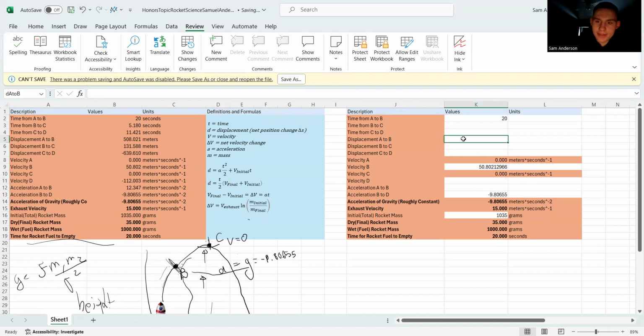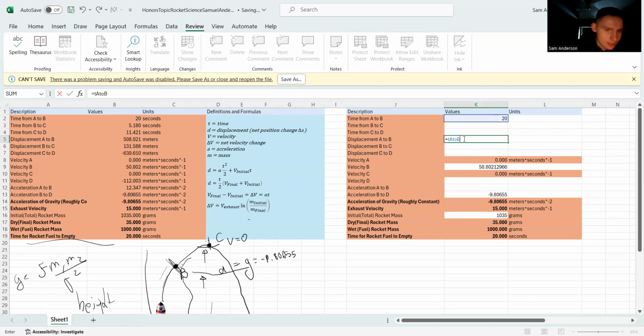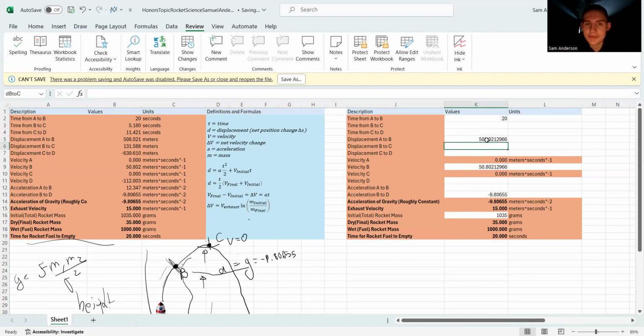So displacement from A to B, I'm just going to plug and chug that formula. Time A to B, we said divided by 2, but we will multiply by the velocity of the final. We said velocity B plus velocity A. Velocity A is 0, so it's just velocity B we're worried about. We divide by 2. This should be 508.021 meters as our final answer.